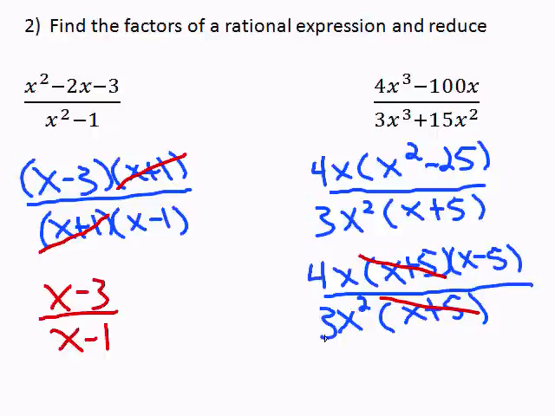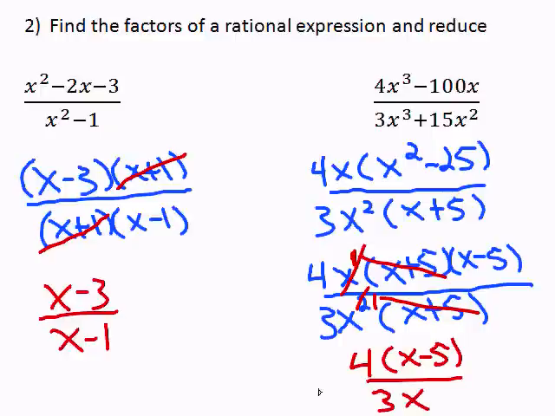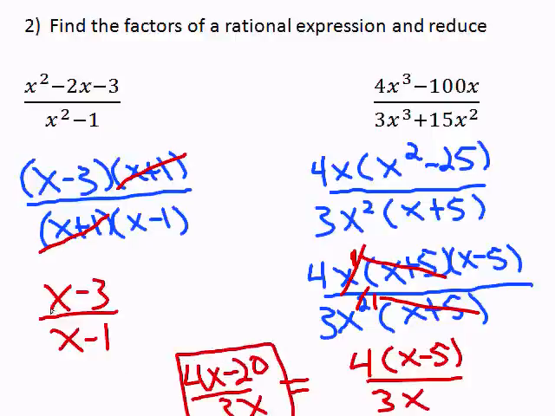And we look at the 4 and 3. There are no common factors, but if you look at the x and the x squared, this is x to the first. We can cross out one of the x's out of both top and bottom, leaving us with 4 times x minus 5 over 3x. You still need to distribute your 4, leaving us with 4x minus 20 over 3x. And that's your final answer for these two examples.